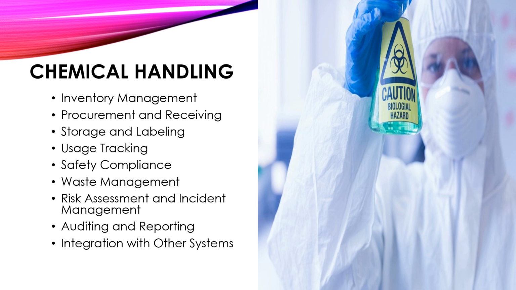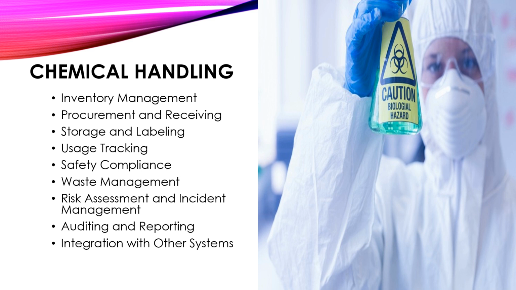The first is inventory management. A laboratory management system allows laboratories to manage a comprehensive inventory of chemicals. It records details such as chemical names, quantities, locations, expiration dates, and safety data sheets. A barcode or RFID technology may be integrated to facilitate quick and accurate tracking. Procurement and receiving. A laboratory management system streamlines the procurement process by enabling electronic requisition and approval workflows.